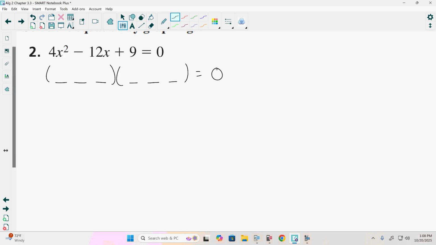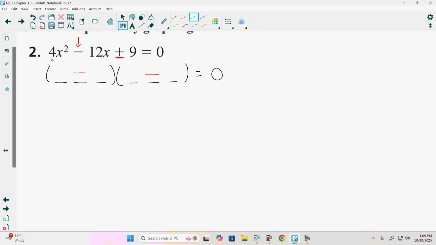Now, since there is no greatest common factor between 4, 12, and 9, we go to our two sets of parentheses with 3 spaces. Then we find the sign. If the third term is positive, the signs are the same and match the sign of the middle term. If the third term sign is negative, the signs are opposite. But since the third term is positive, it tells us the signs are the same and match the sign of the middle term, so we'd have negative and negative.